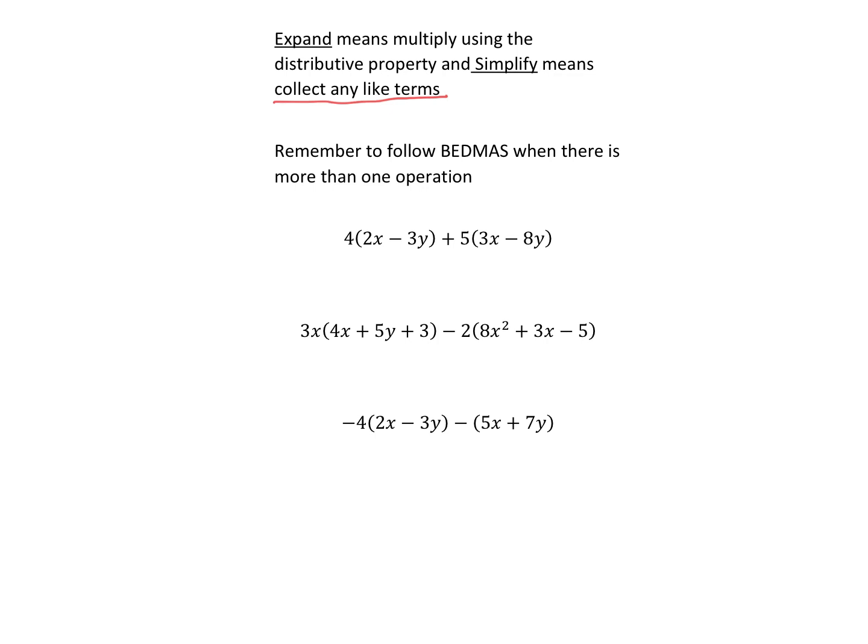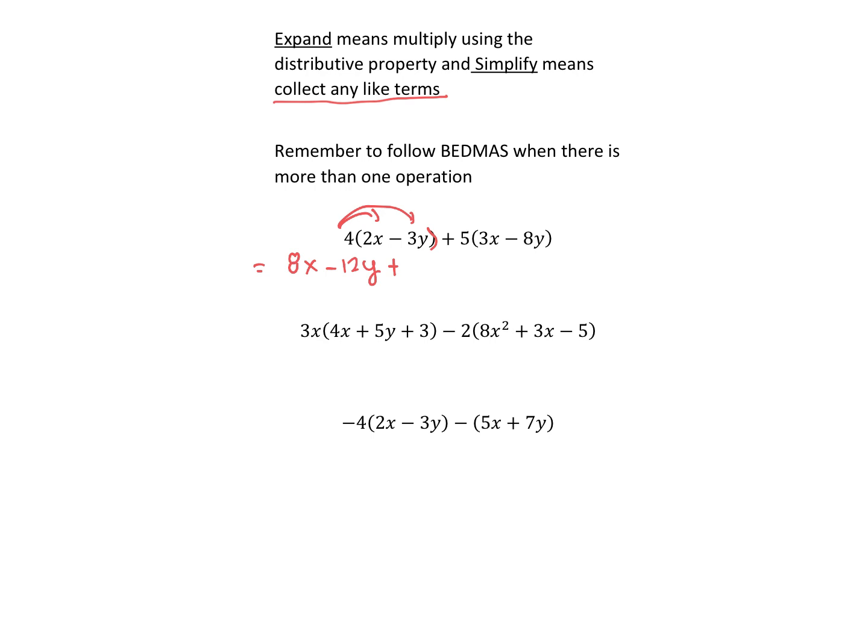For example, in this first question, I'm going to expand this bracket. So 4 times 2x is 8x. And then I have 4 times negative 3y is negative 12y. Once that bracket is closed, I'm finished with that bracket. Then we move on.